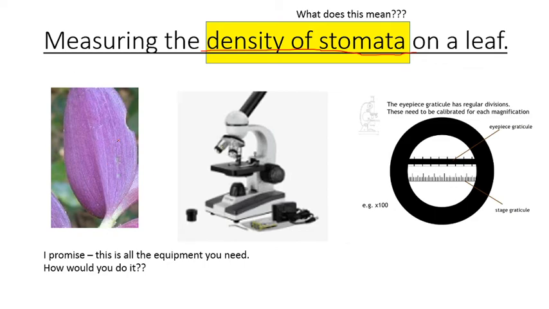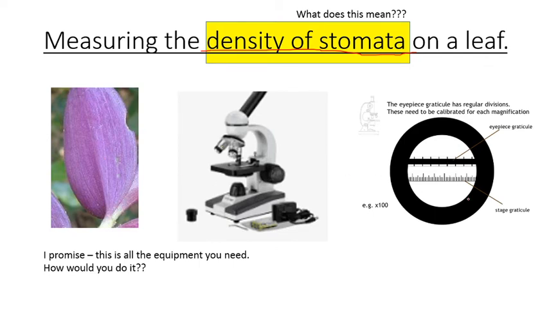And using a leaf, a microscope, and the lovely eyepiece graticules, which I know you're all big fans of, you can do it. Pop a leaf under a microscope. Count how many stomata you see in the field of view. Measure the area using the eyepiece graticule. Measure the area of your field of view. Remember, for a circle, the area is pi r squared. And then measure the area of the leaf.